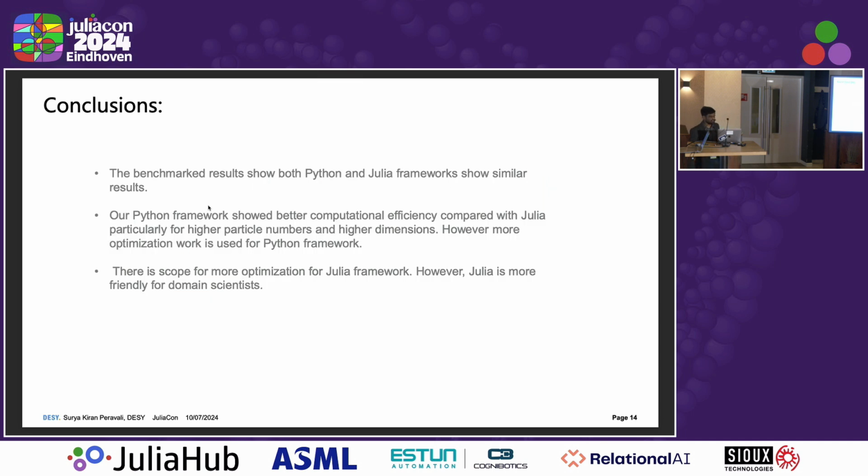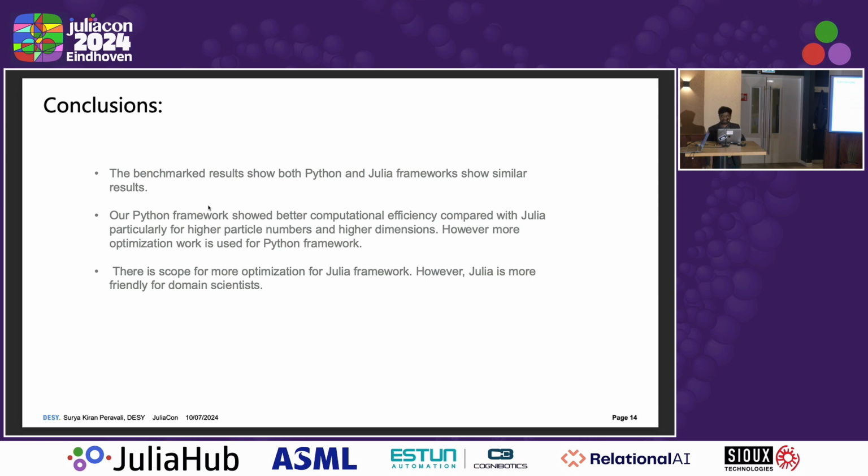In concluding notes, I would say we created the CMInject tool in both Python and Julia frameworks, and both the Julia and Python frameworks give the same results. Our Python framework showed better computational efficiency compared to Julia, particularly at higher particle numbers and higher dimensions. However, we invested a sufficient amount of work in the Python framework to achieve this. There is still scope on the Julia framework, which can be improved in the coming weeks.